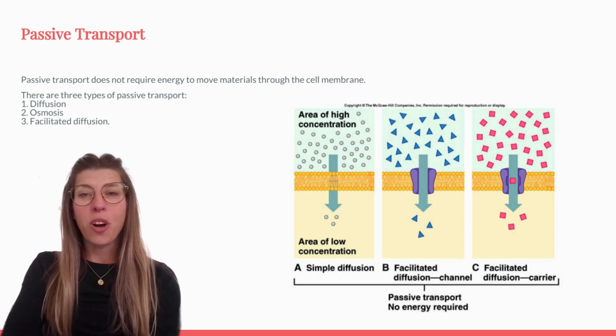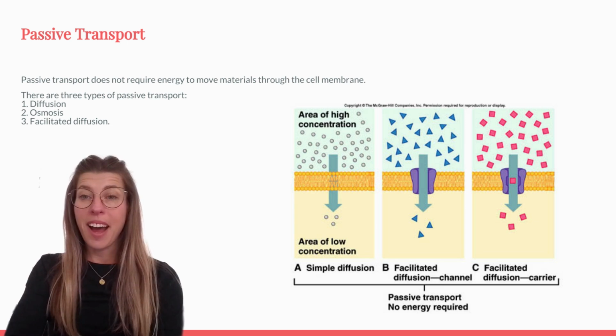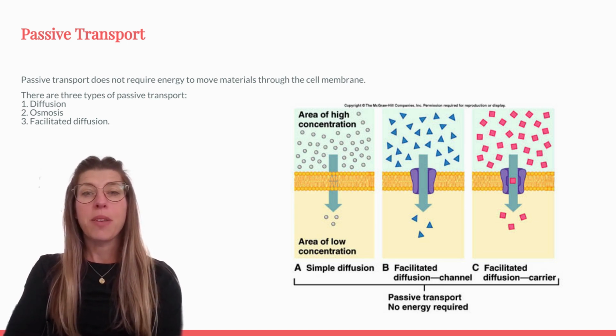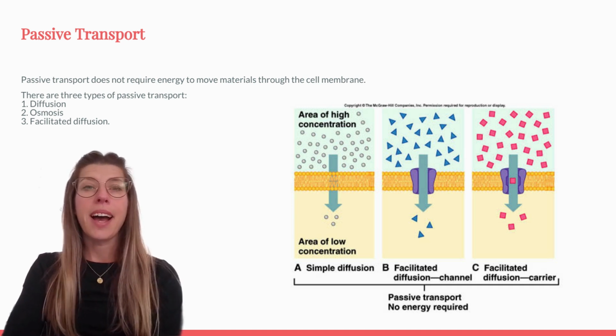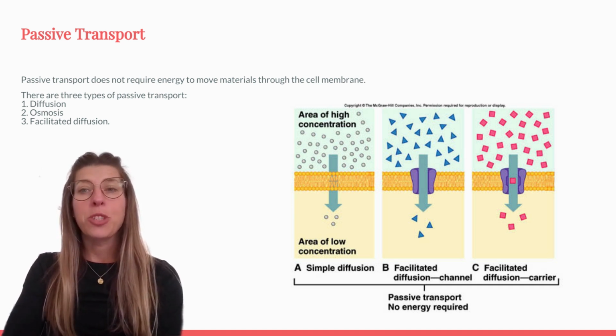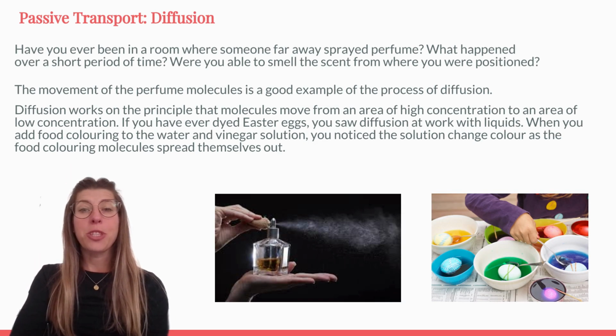So let's first talk more about passive transport. So again, passive means does not require ATP or energy to move materials through the cell membrane. And there's three different ways that materials can move passively without energy. You've probably heard of these before: diffusion, grade 10 science; osmosis, that's specifically water molecules moving; as well as facilitated diffusion through the use of those embedded proteins.